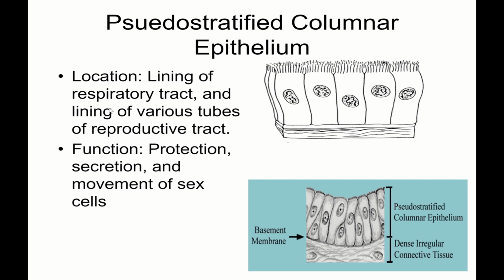So this is the lining of the respiratory tract. This is often ciliated because, again, we're trying to move that mucus along. It also is found in various tubes of the reproductive tract.